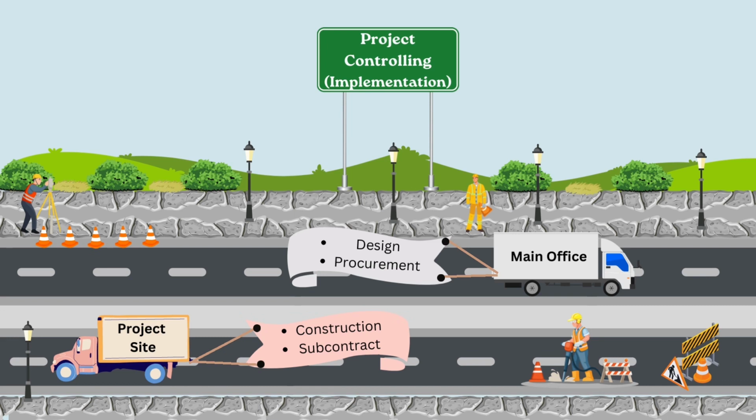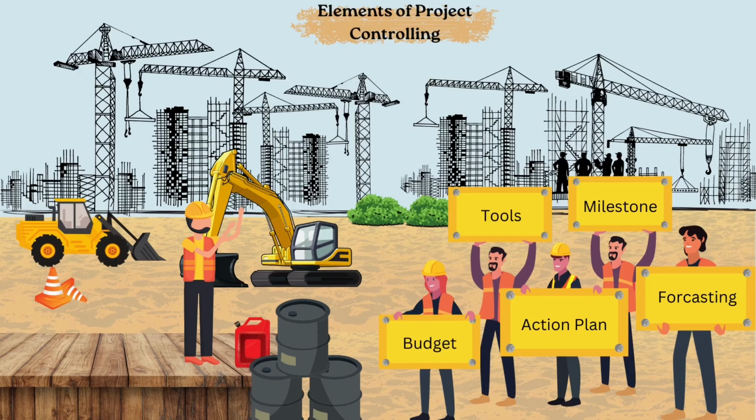In implementation of project controlling, there are 2 points, which are the main office, followed by design and procurement, and the project site, which consists of construction and subcontract. There are 5 elements of project controlling, which are tools, forecasting, budget, action plan, and milestone.